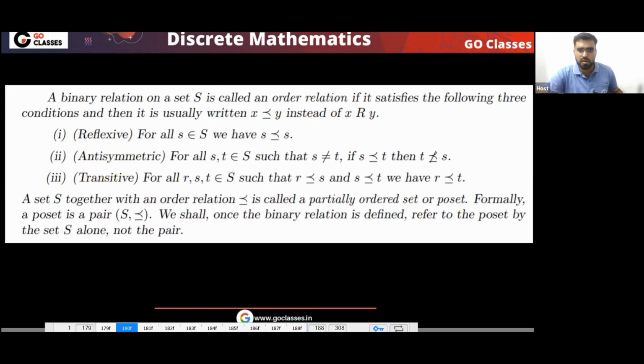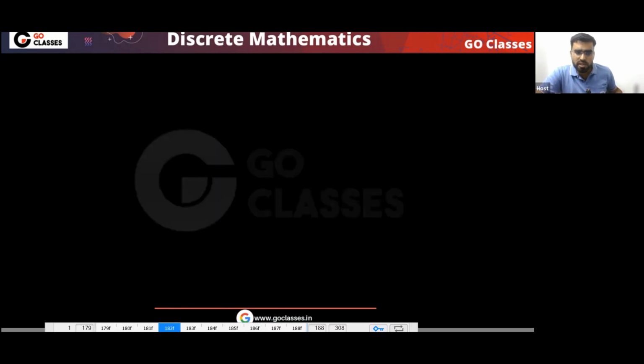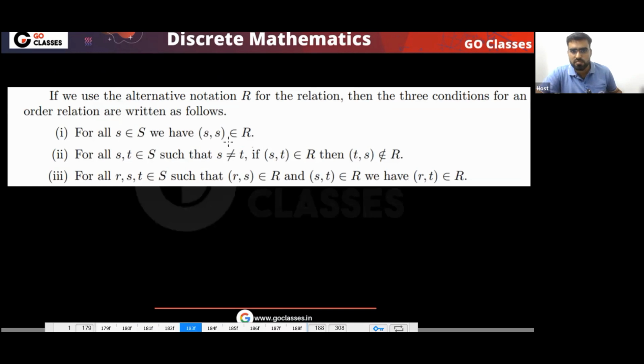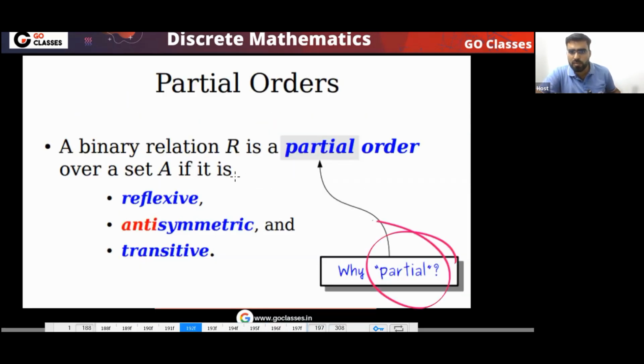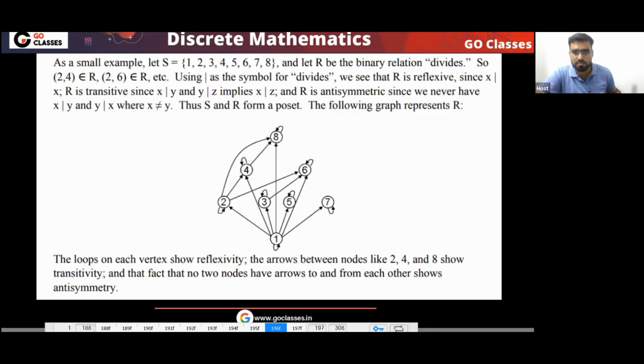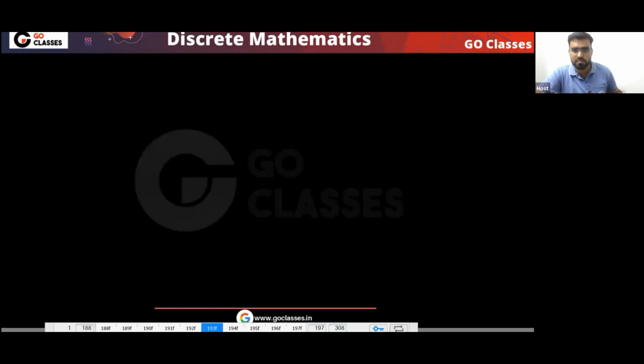This is the idea behind partial order relations. Total order relation we will study in the next class, so right now you don't have to worry about it. Why this word partial is coming, I told you. Because of these three properties, this word partial is coming, and the reason I already told you, but we will again see in the next class when we study total order relation. At that time this will be clear.